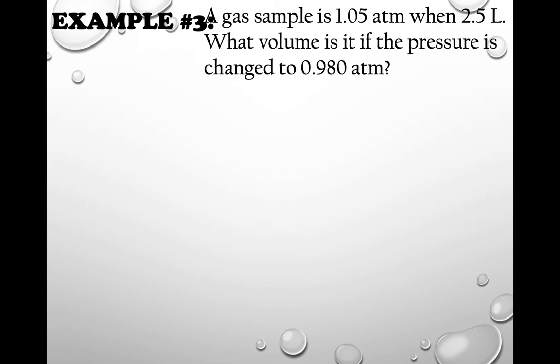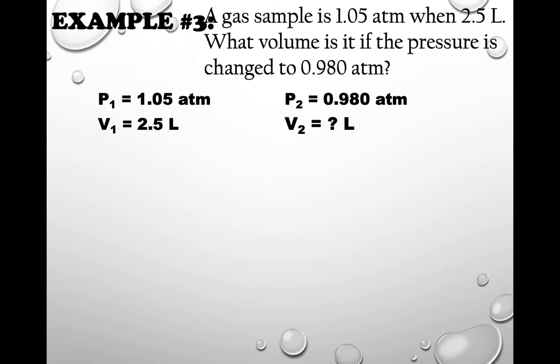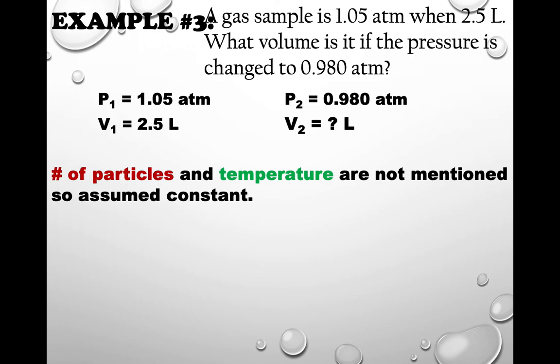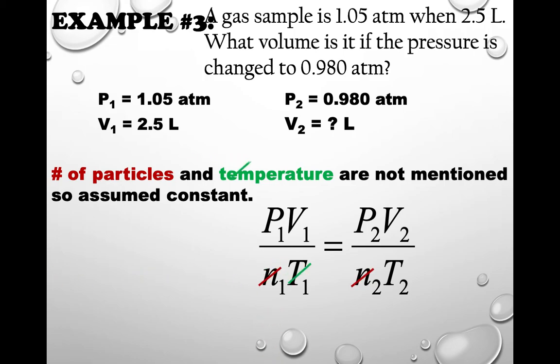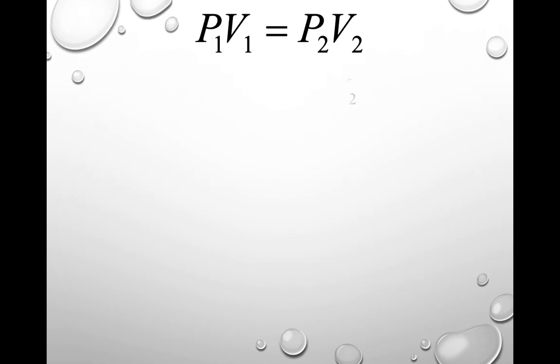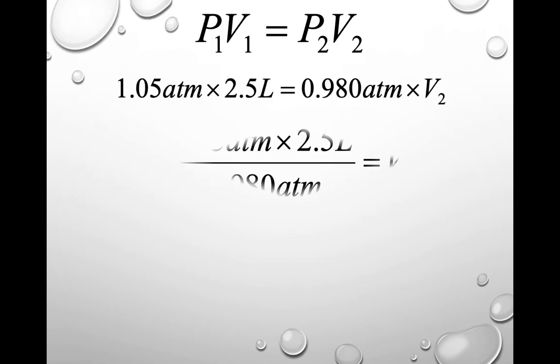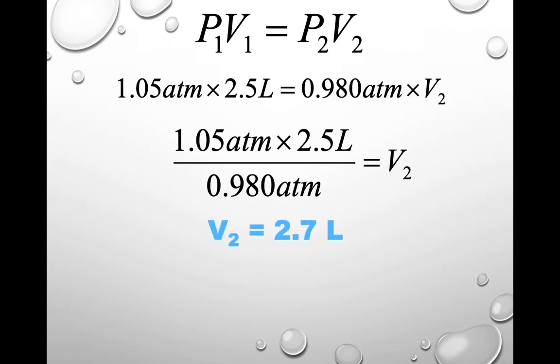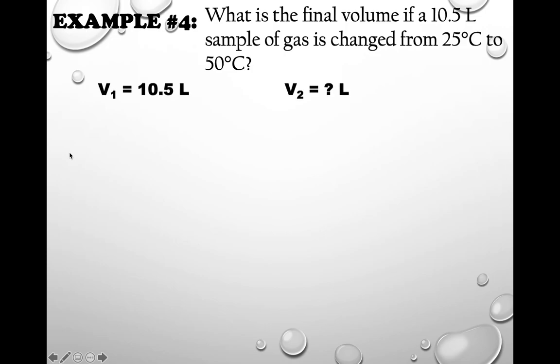So here we have pressure and volume. So I sort what I have in terms of my before and after. Number of moles and temperature aren't mentioned, so I can assume that they're constant, which means I get to ignore them. So my equation is just pressure times volume. So I plug everything in, solve for my unknown, and my volume is 2.7 liters. And which gas law is this? Boyle's. And the last one, you could probably think of where we're going here.